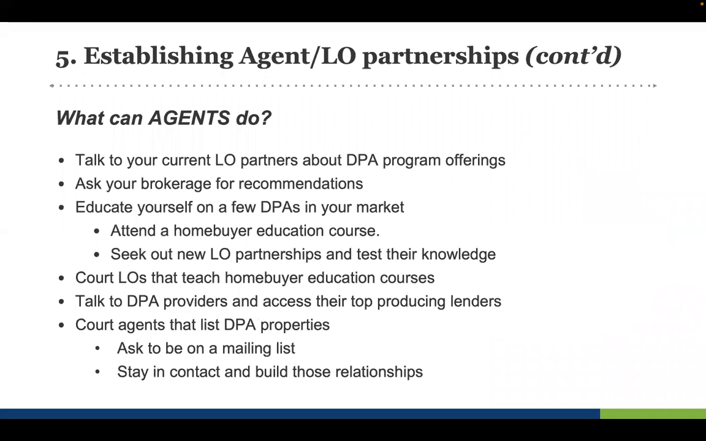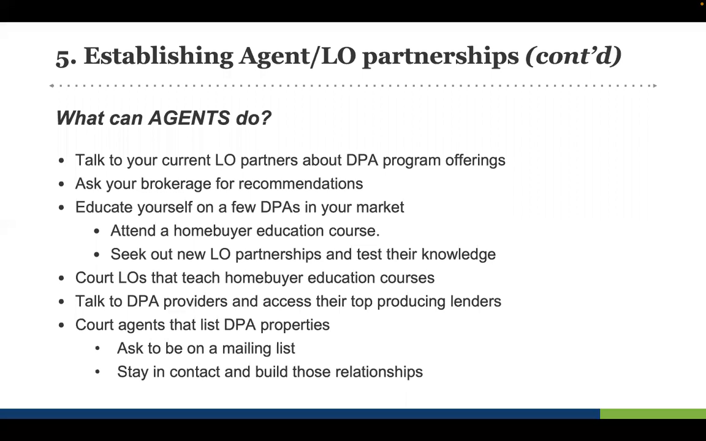First of all, agents, what can you do? Talk to your current loan officer partners about their down payment assistance programs. If you've got a few loan officer partners you work with and you feel like you don't have a partner that offers DPAs, maybe it just hasn't come up. So the first place we would point you is to your existing LO partners. But not every lender participates with down payment assistance programs. Not every lender is going to offer them. For lenders that do, not every loan officer there will know about DPA or offer them, right?